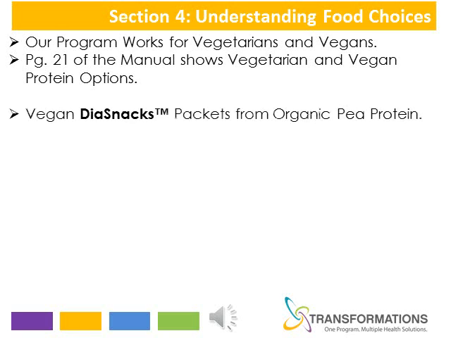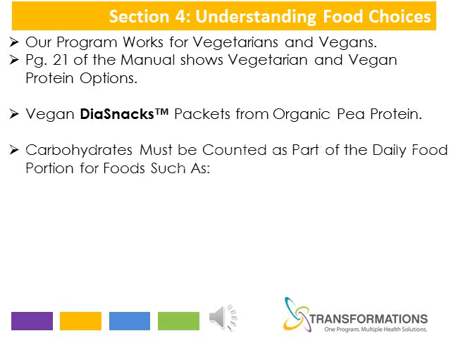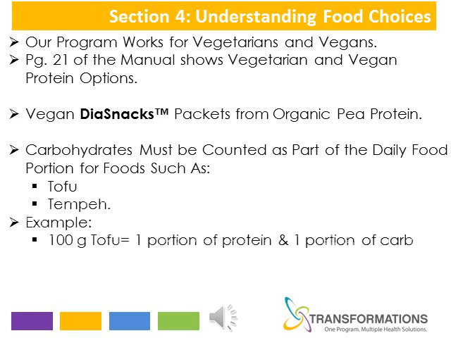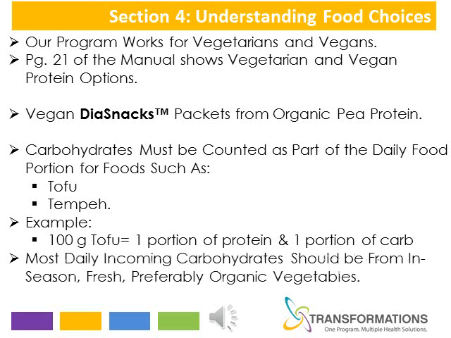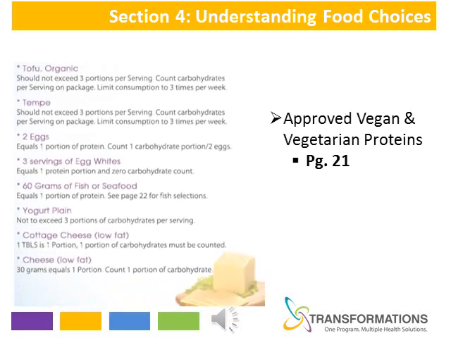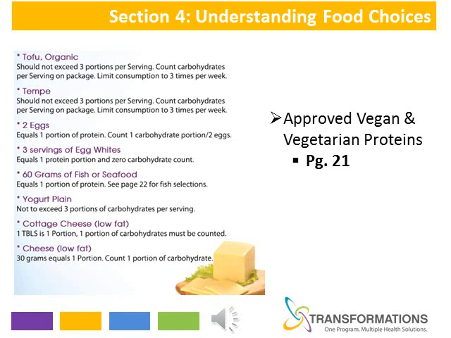We also have vegan Diasnacks packets available. They are made from organic pea protein. Some protein options must also be counted towards the daily allowed carbohydrate portions as well. For example, 100 grams of tofu counts as 1 portion of protein, but also counts as 1 portion of carb as well. It is important to note that most of the daily incoming carbohydrates should be from in-season fresh organic vegetables. The approved list for vegan and vegetarian proteins is on page 21 of the manual.